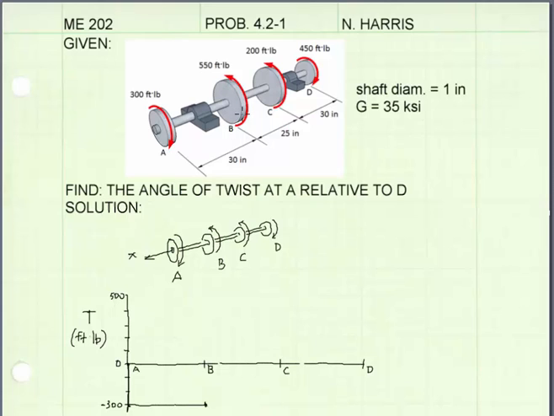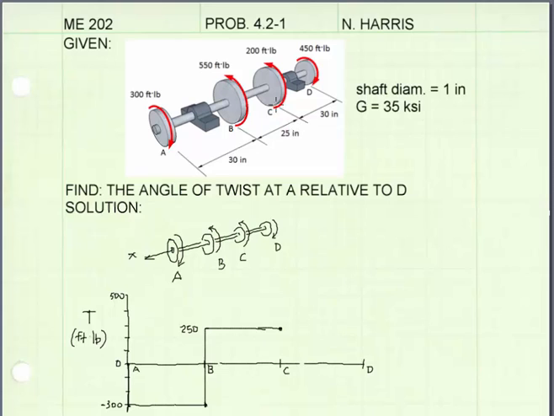At B, we have a positive direction torque applied, 550 foot-pounds in magnitude, so we will jump in the positive direction on our chart from negative 300 up 550. That will put us at 250 foot-pounds. From B to C, the internal torque is constant at a positive 250 foot-pounds.